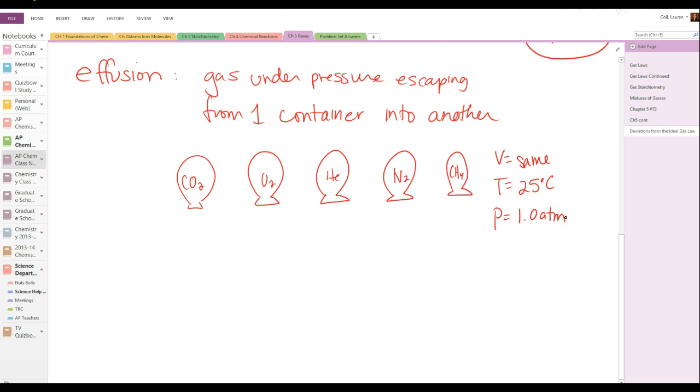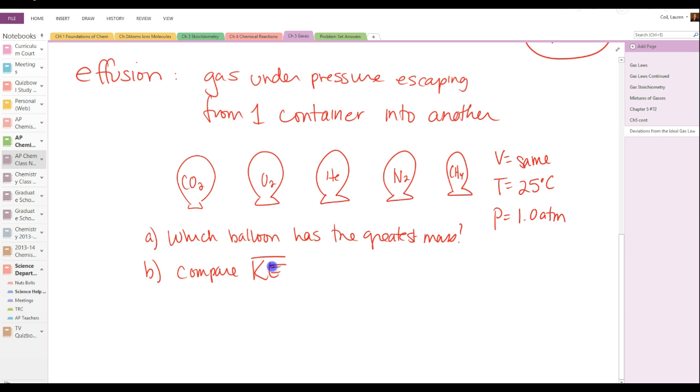So a couple of questions. First, which balloon has the greatest mass? So that's the first question I want you to answer for class tomorrow. The second question is I want you to compare the average kinetic energies of the molecules. So rank them essentially, which one has the fastest or the greatest kinetic energy, which one has the least.